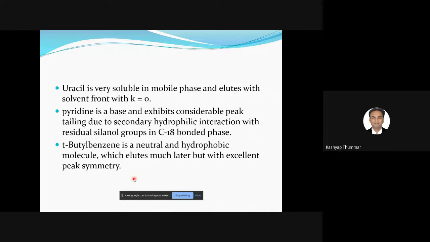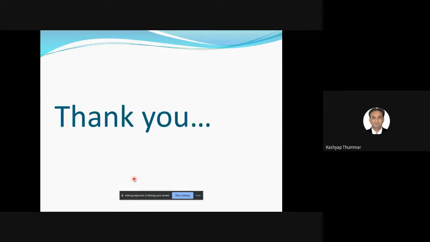Okay, so the first one is very soluble, another one is a neutral and hydrophobic molecule, and the middle one is a basic. So with this we can understand how it will separate based on the nature of a compound. Okay, so with this I just say a few words that we have gone through the peak retention.